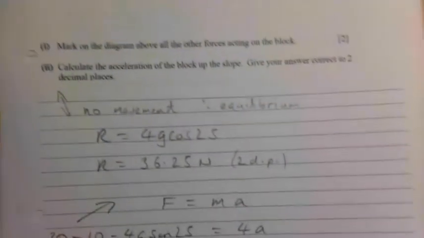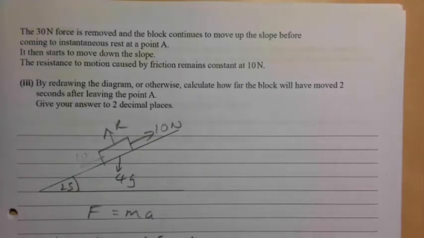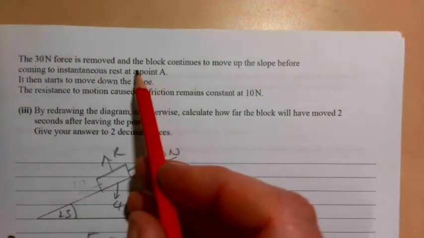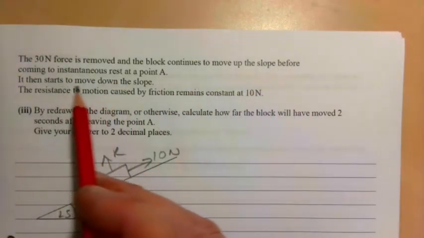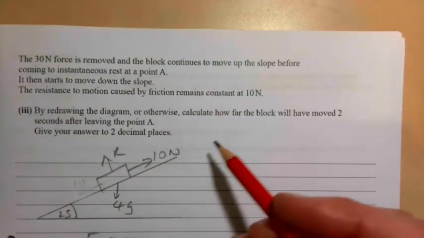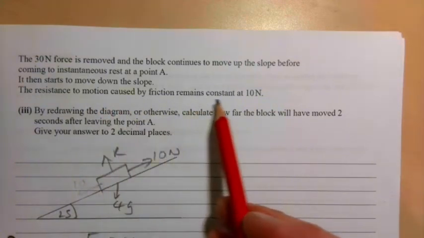There's another part to this question, and we need to take a look at this. The 30 newton force that was pulling it up the slope is removed, and the block continues to move up the slope before coming to instantaneous rest at the point A. So it goes on up and stops at A, and then starts to slide down the slope. The resistance to motion caused by friction remains at 10 newtons.